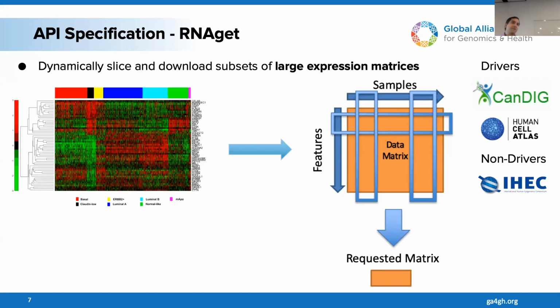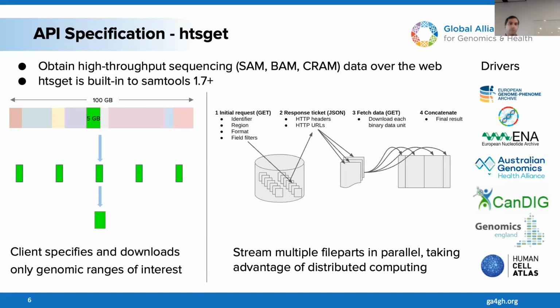Sorry, I forgot to mention that there are driver projects implementing each of these, and they're contributing to the standard development for each of these. So for RNAget, we have CanDIG, Human Cell Atlas, as well as the Epigenome Consortium. I'll just go back to htsget. So we have Australian Genomics, the ENA, EGA, CanDIG as well.